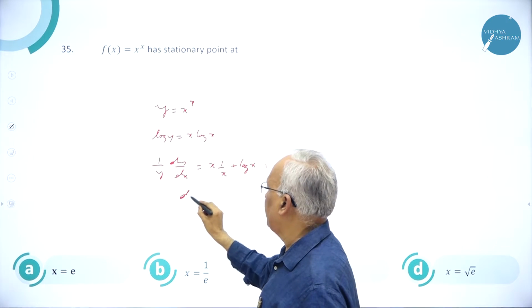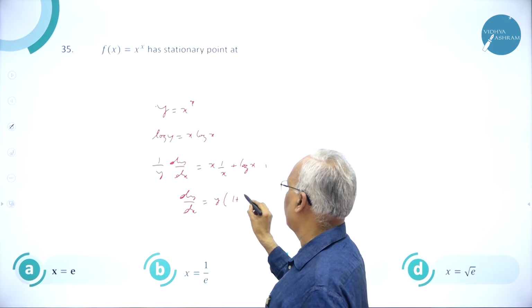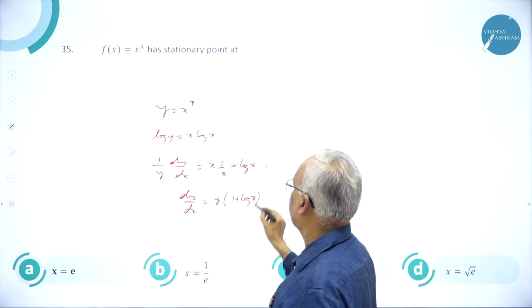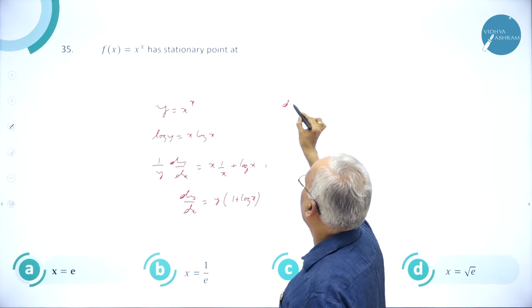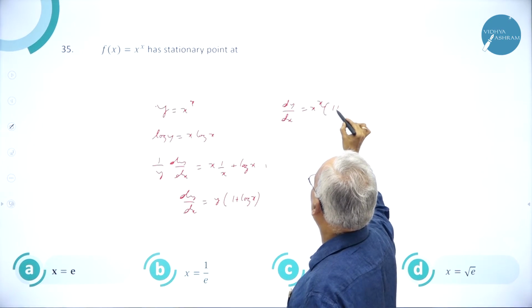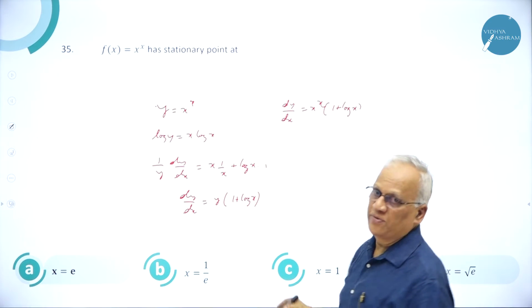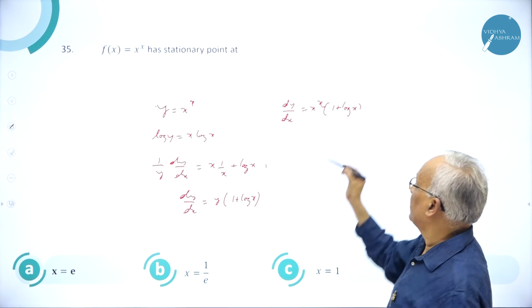So dy by dx is y into 1 plus log x. In fact, this is a standard result: dy by dx is equal to x to the power of x into 1 plus log x. Derivative of x power x is x power x into 1 plus log x. You can write directly if you can remember.